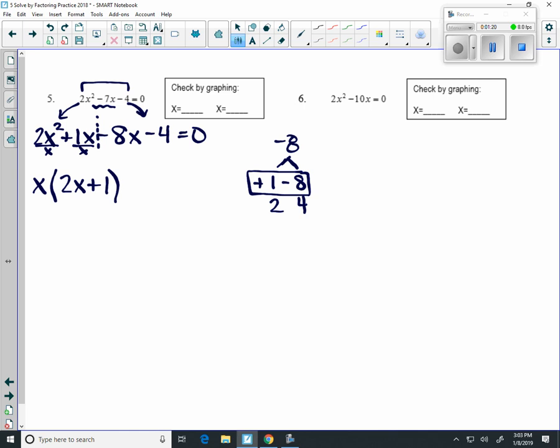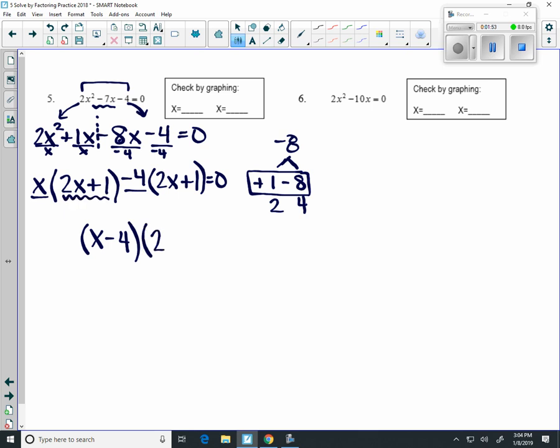Negative 8 and negative 4 do have a negative in common, and I want that negative there. 8 and 4, I can divide by 4. So I'm dividing by negative 4 here when I'm thinking through this. Negative 8x divided by negative 4 is 2x. Negative 4 divided by negative 4 is positive 1. Stuff on the outside goes in one set of parentheses. Our other sets of parentheses should match, and we just write it once.